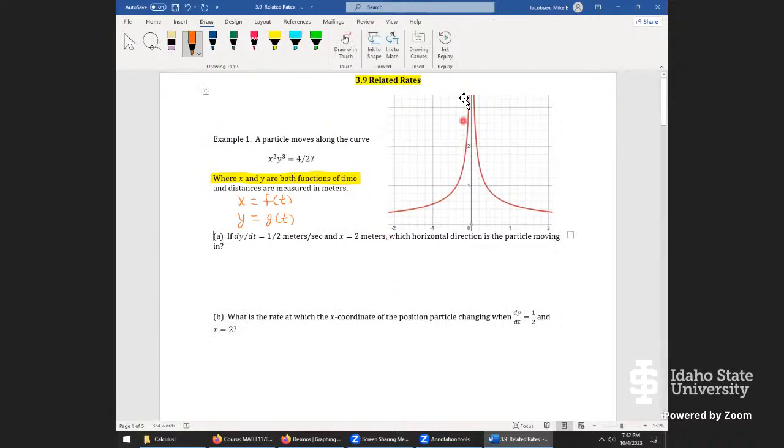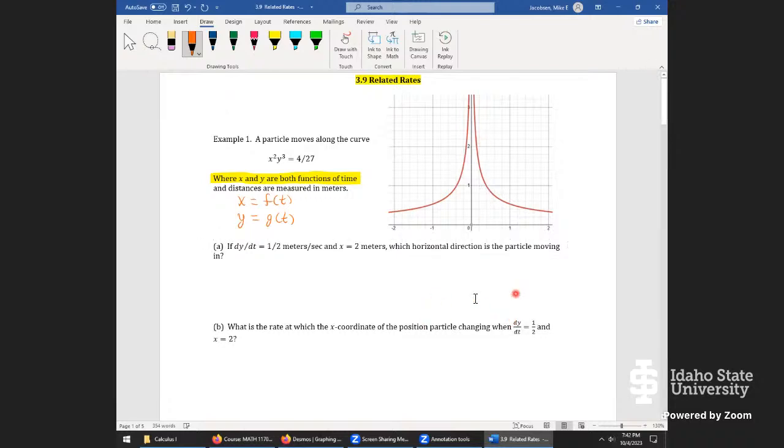If you take this curve and plot it in Desmos, this is what it produces. You can solve for y exactly on this one, so that's why it does pass the vertical line test. It's not as weird as what we saw in our implicit differentiation section. And the first question asks, if dy/dt is 1/2 meters per second and x equals 2 meters, which horizontal direction is the particle moving in? That just sounds completely mysterious to me. But let me give you some hints on how to think about this one.